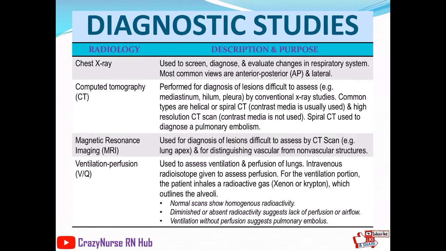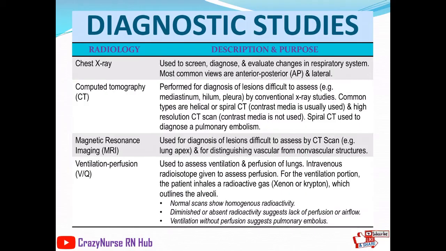Next is your computed tomography or your CT scan. It is performed for diagnosis of lesions difficult to assess, for example, in your mediastinum, hilum, and pleura, by conventional X-ray studies. Common types are helical or spiral CT. Usually a contrast media is used. And high-resolution CT scan, which contrast medium is not used. Spiral CT used to diagnose a pulmonary embolism.